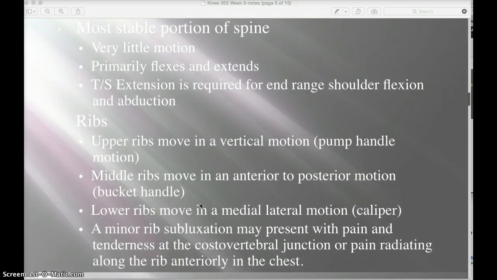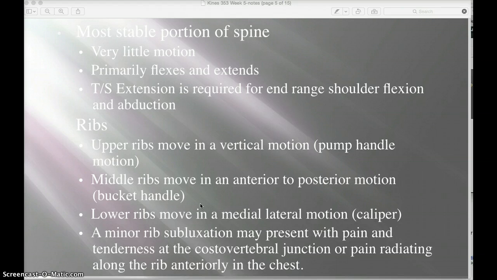Like it says here, the upper ribs move in a vertical motion, the middle ribs move in an anterior to posterior motion, the lower ribs move in a medial to lateral motion. And the ribs have to move in order for you to have full range of motion of the spine. So you can't rotate, you can't flex and extend if the ribs are stuck in a certain position. And that's why it feels very uncomfortable when there is a rib out of place.